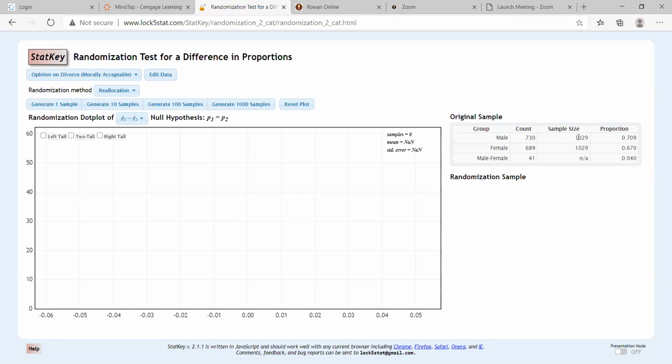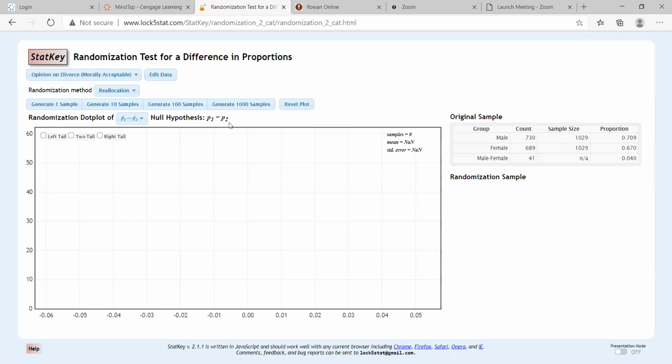So when we divide 730 by 1029, we get 0.709. That's the proportion of males in the sample who said divorce is morally acceptable. And the sample proportion for females is 0.67. Okay. Now, with proportions, whatever is listed first here is going to be population 1, and the second one will be population 2. So male minus female. Actually, this is where we want to look. We want to subtract their proportions. We get 0.04 approximately. So let's say we wanted a right tail test, right?